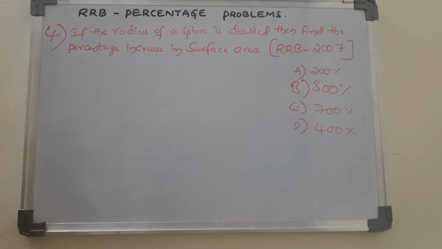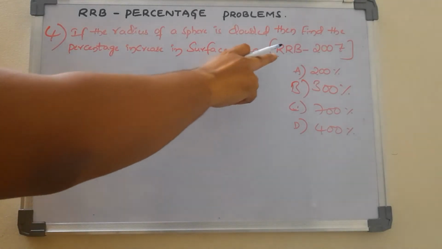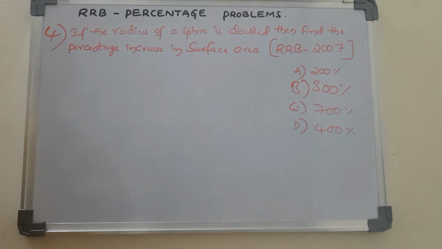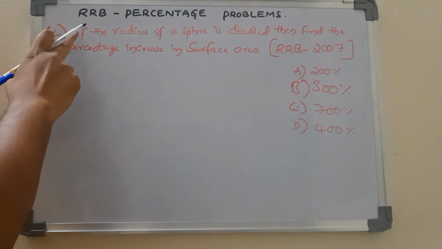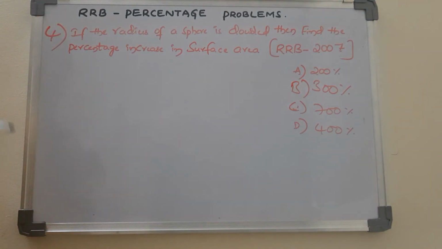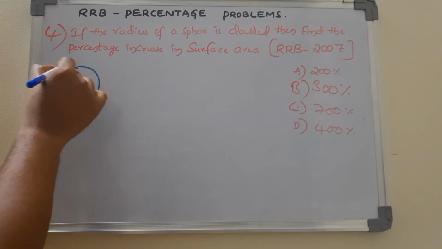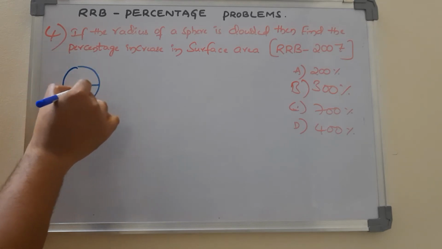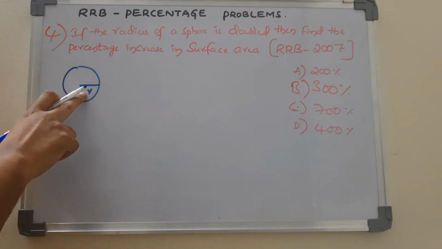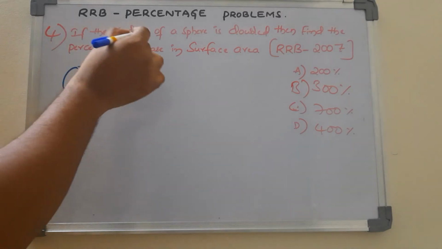Look at the fourth problem. This problem appeared in the RRB 2007 examination. If the radius of a sphere is doubled, then find the percentage increase in the surface area. He has given 4 options. We already know the radius of a sphere. We can write this radius of a sphere as r.